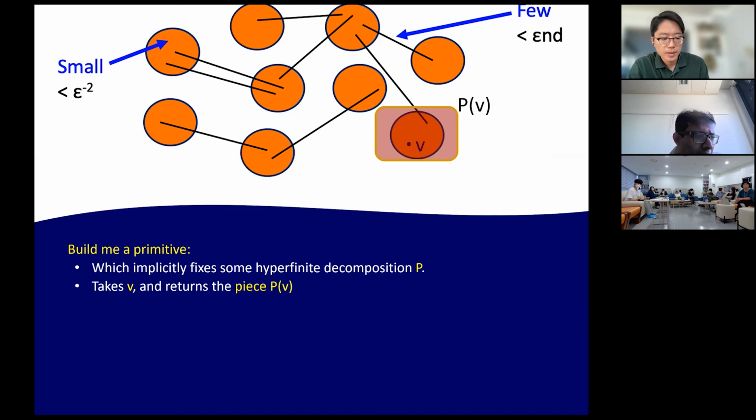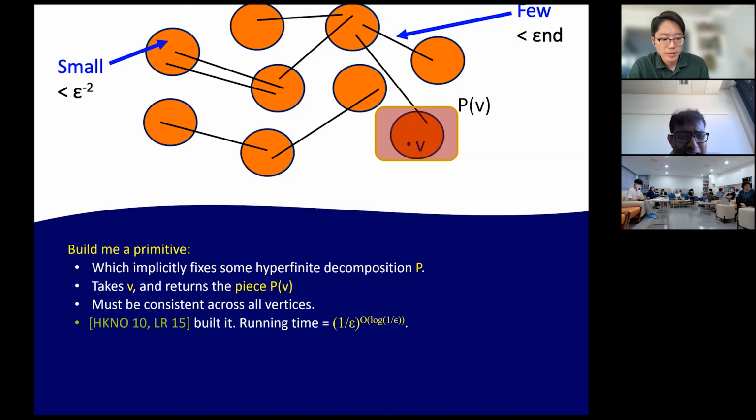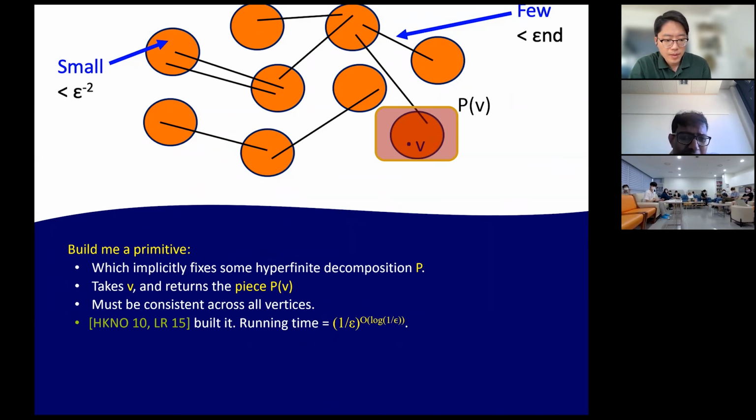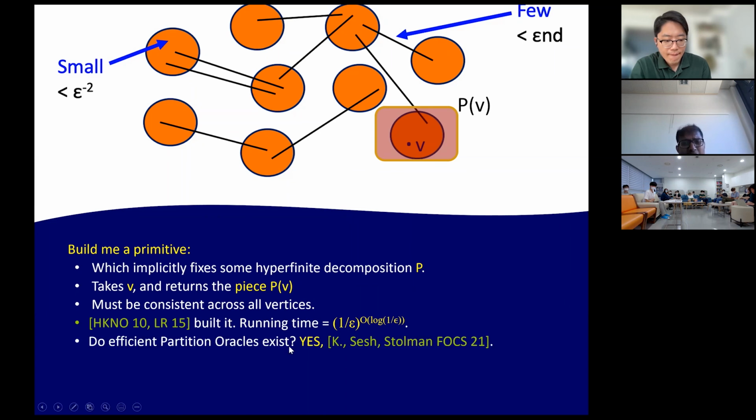At this point, the only thing I want to tell you is that this tool, which gives you oracle access to pieces of some hyperfinite decomposition, was built by Hassidim, Kelner, Nguyen, and Onak back in 2010. Levi and Ron refined their techniques, and their running time was polynomial in 1/ε. What I did in joint work with Seshadhri and Stolman is give implementations of the partition oracle that run in time polynomial in 1/ε.